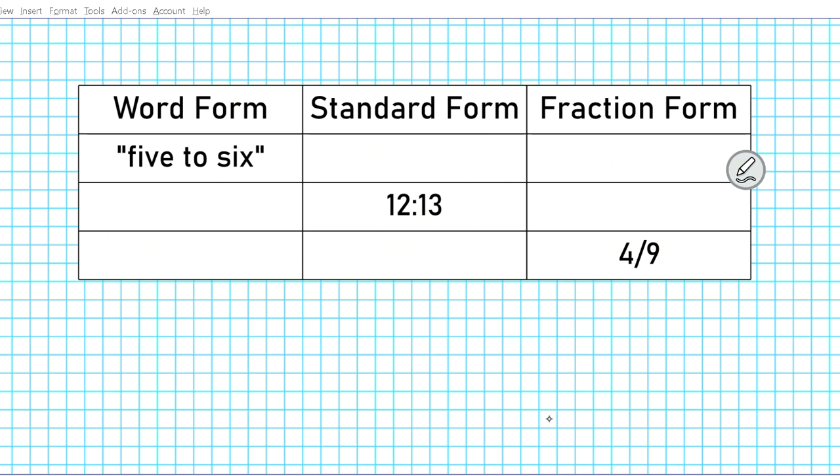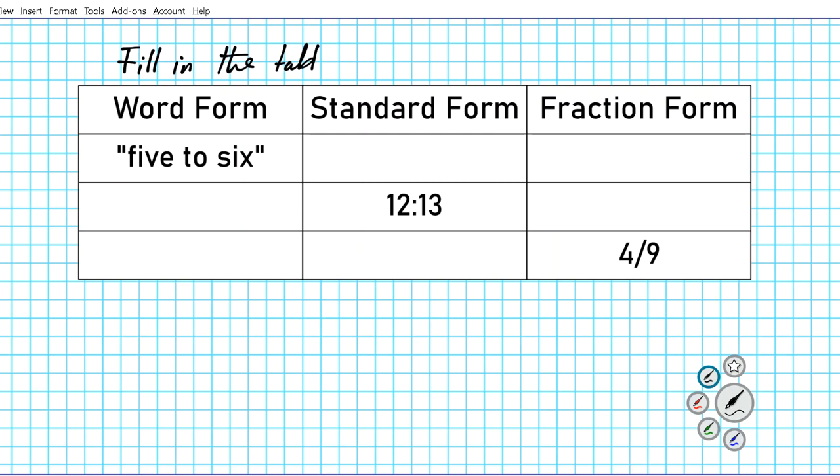So what we're going to do now is test our knowledge, our ability to write down ratios in different forms. Given this table, this is a task we're to accomplish. We're to fill in the table with the missing forms of ratios.